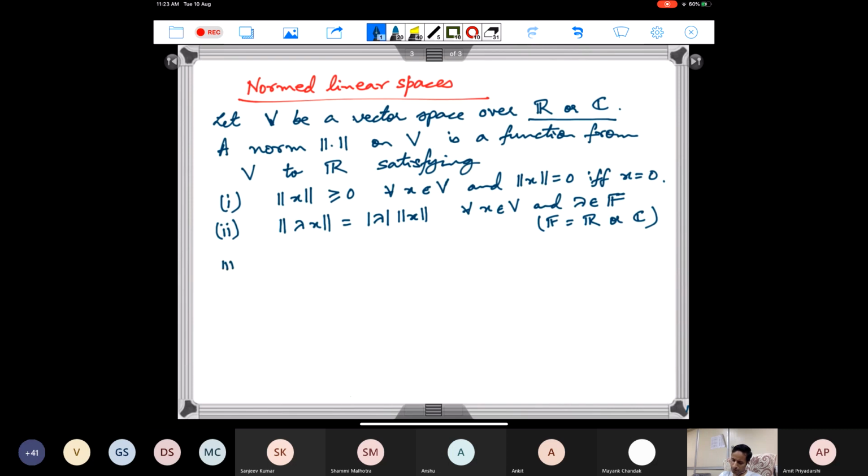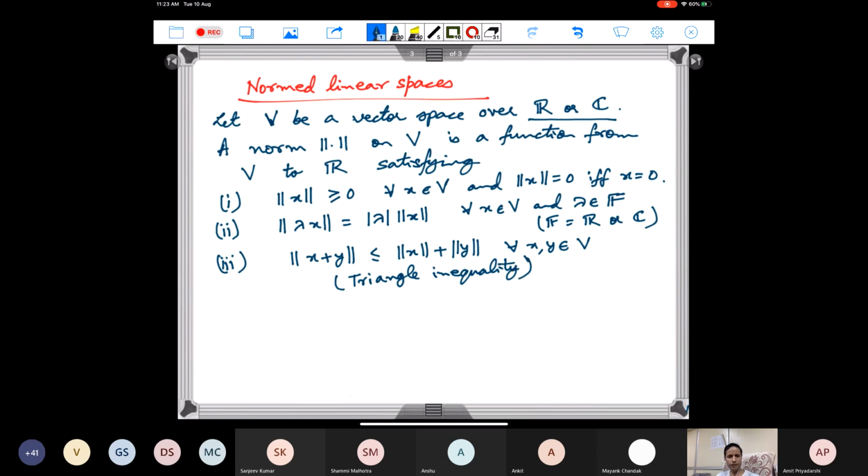And the third one is norm of x plus y is less than or equal to norm x plus norm y, for all x, y belonging to V. This third property is called the triangle inequality. You might have seen this before also. So these are three properties.